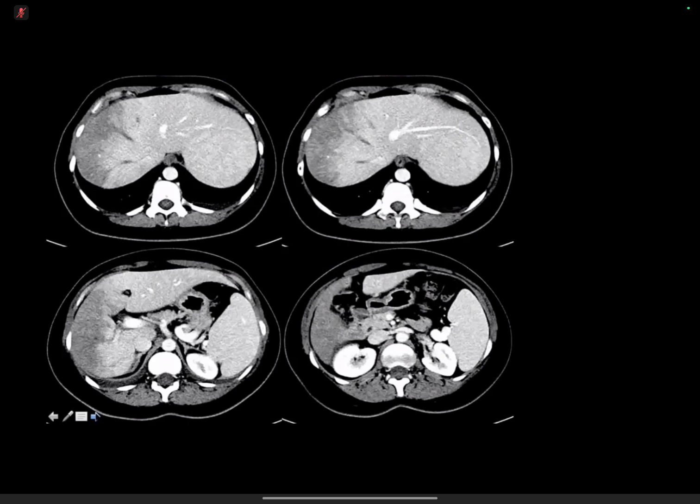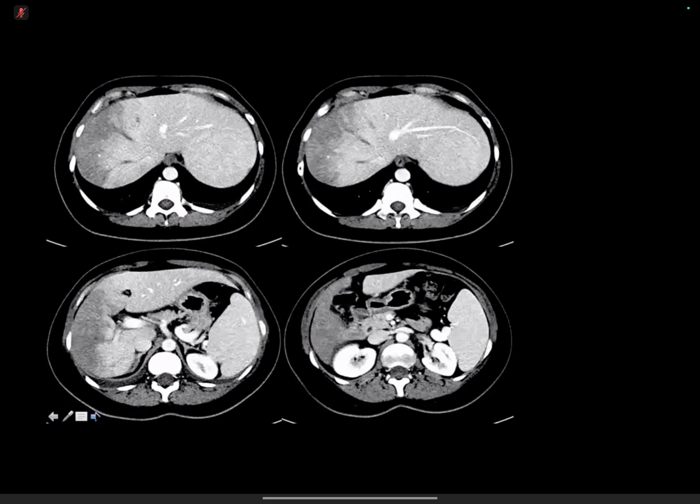venous phase, demonstrating quite segmental hypoattenuation of the right lobe of the liver, with quite defined margin. The rest of the liver appears normal. The visualized portal vein appears normal as well.